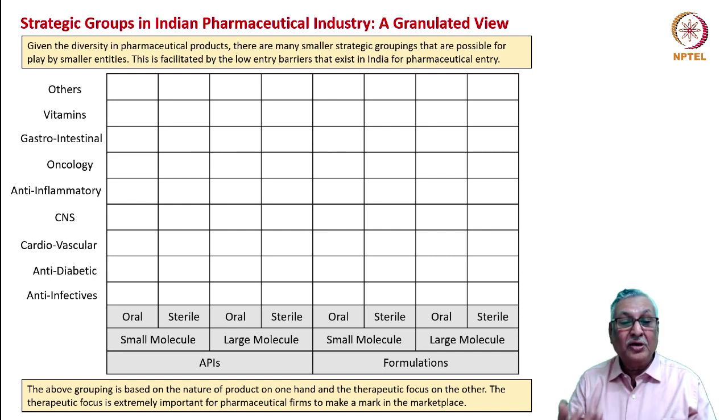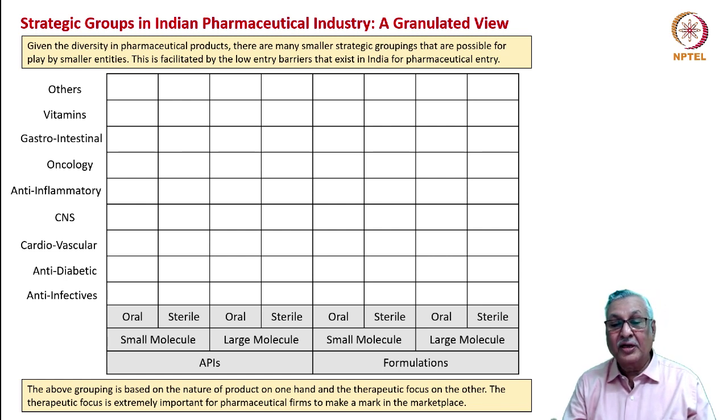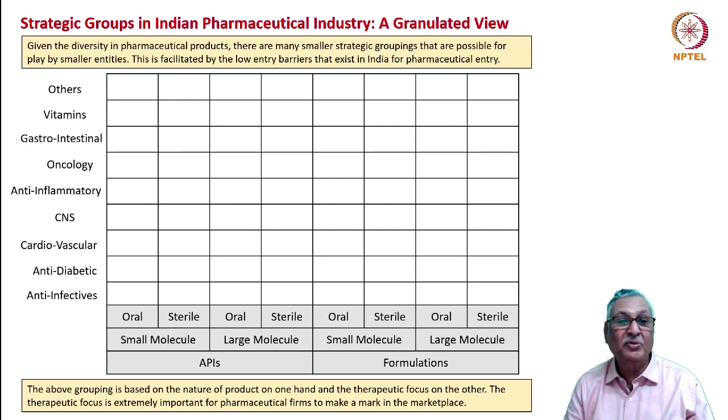So you can look at a more granulated view also. The APIs themselves you can split into small molecules and large molecules, that is chemical and biological, oral and sterile. Again large molecule, oral and sterile. Formulation again into chemistry based and biology based, oral and sterile in each case. You can also look at the therapeutic area, whether the product is anti-infective, anti-diabetic, cardiovascular, nervous system, anti-inflammatory, pain relief, oncology, anti-cancer, gastrointestinal, vitamins and others. There could be many more.